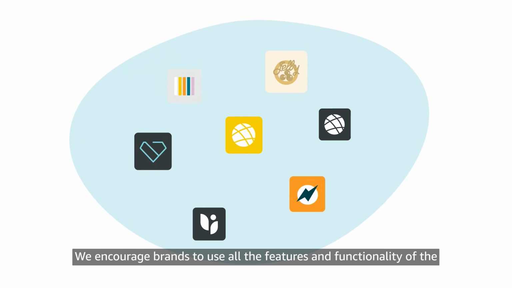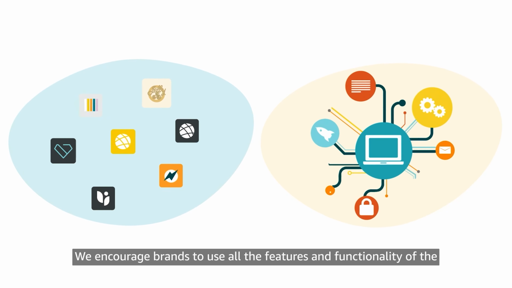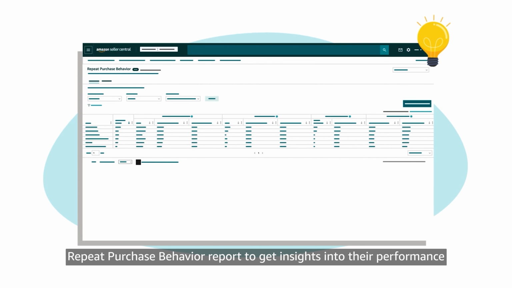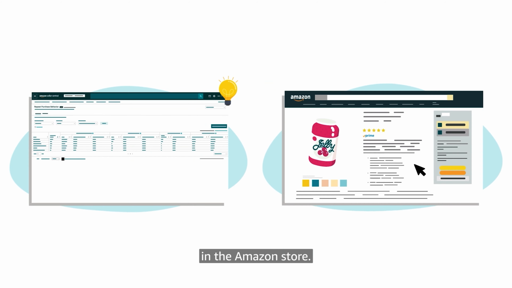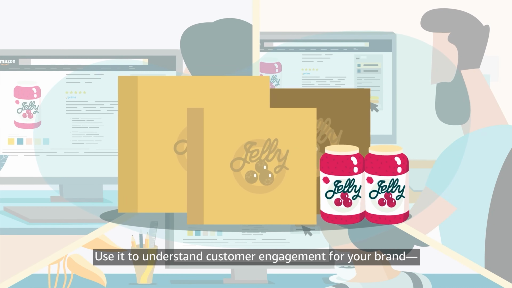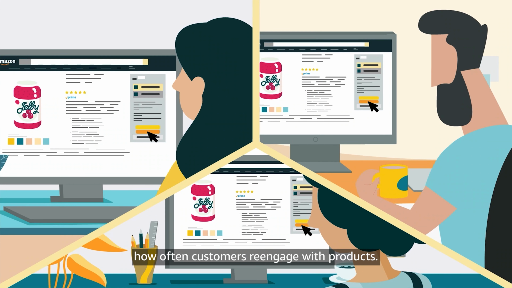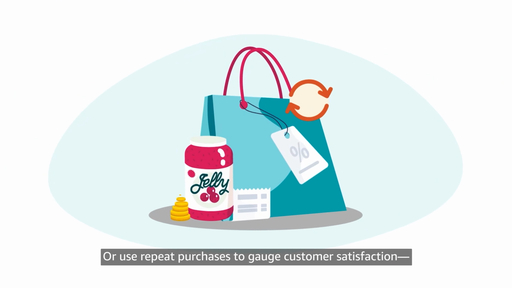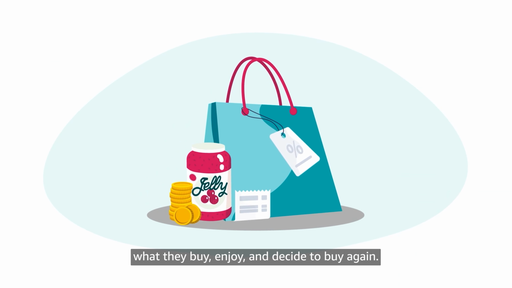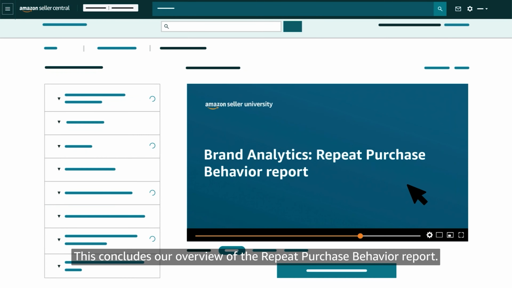We encourage brands to use all the features and functionality of the Repeat Purchase Behavior Report to get insights into their performance in the Amazon store. Use it to understand customer engagement for your brand, how often customers re-engage with products. Or use repeat purchases to gauge customer satisfaction, what they buy, enjoy, and decide to buy again. This concludes our overview of the Repeat Purchase Behavior Report.